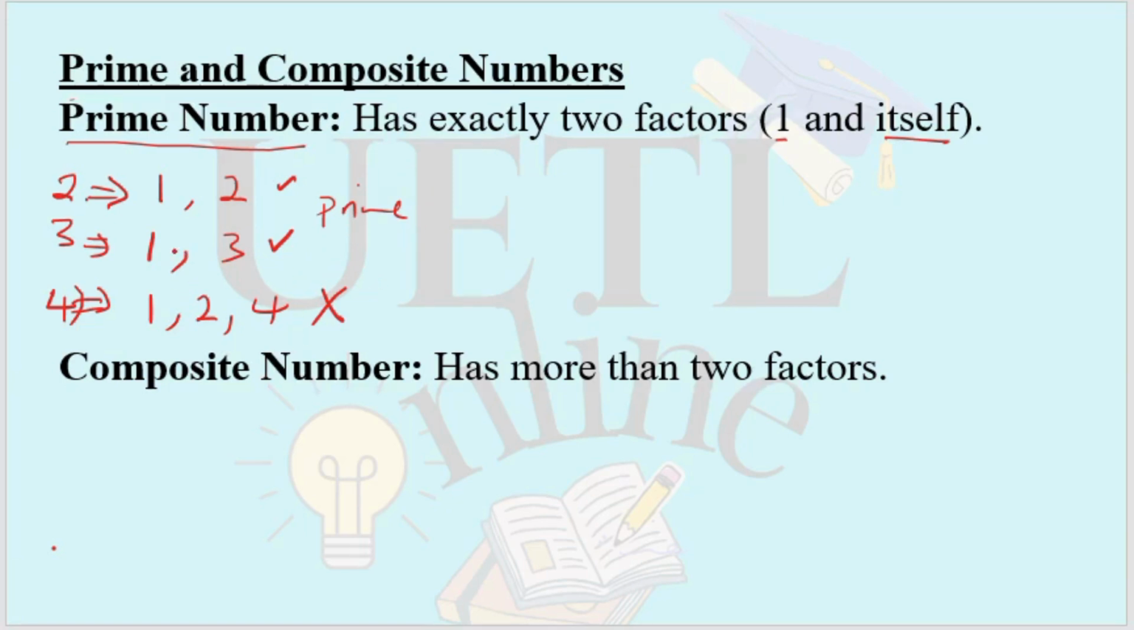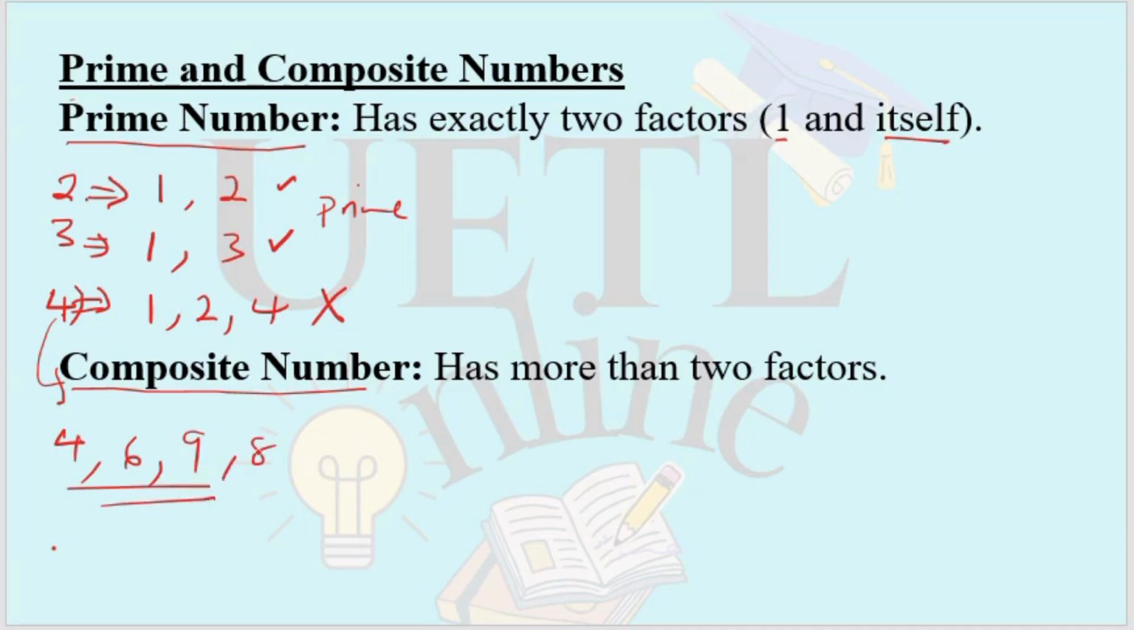Let's go on to the opposite of prime, which is a composite number. This is a number that has more than 2 factors. This means that 4 is not a prime, it is a composite number. It is the opposite of prime because it has more than 2 factors. For example, we have 4, 6, 8, 9, and so on. These are our composite numbers.